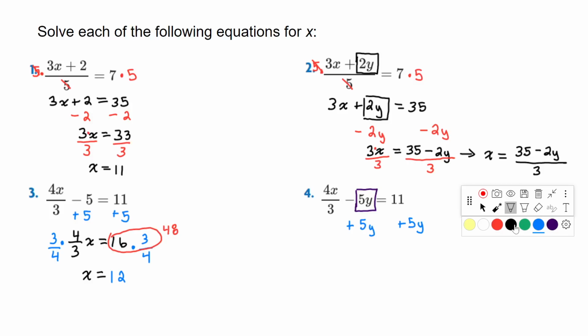So now I'm left with 4/3 x equals 11 plus 5y. I'm going to multiply by the reciprocal, just like I did on number 3. Keep in mind, 11 plus 5y represents a single value, so we're taking this entire value times 3/4.